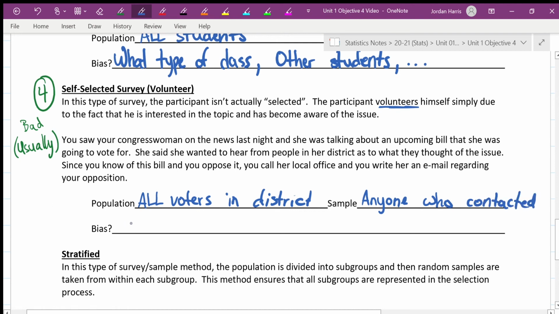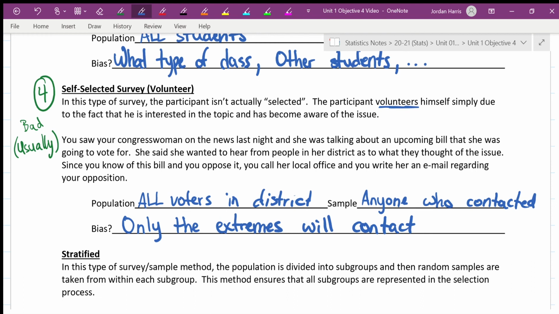And the bias is only the extremes will contact. But what I mean by the extremes is, in this case, if someone is really for the bill or really against the bill, those are the ones that will contact. All the people in the middle who think, oh, it might be good or it might be bad, but we'll see, they're not going to contact. Why would you waste your time to contact if that's your mentality? Okay, so only the extremes will contact.